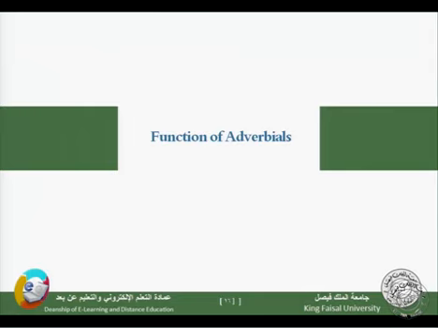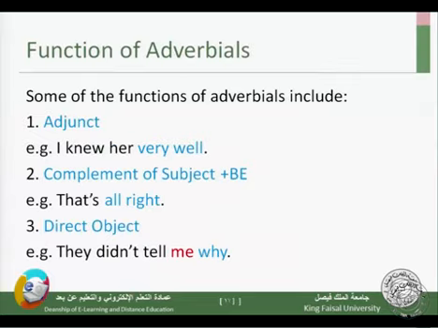Now we will look at the functions of adverbials, as we did with adjective phrases, prepositional phrases, and noun phrases. In each one of those phrases we talked about the function. Here are some of the functions of adverbials. First, adjunct. We said adjuncts are not necessary for the completion of meaning. We can remove them, delete them, and the meaning will be complete.